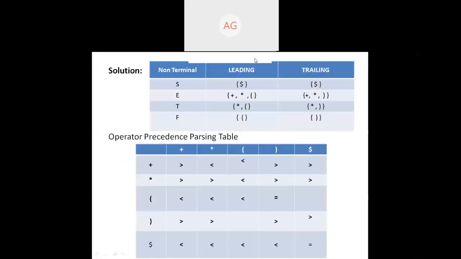As you can see here, in the operator precedence parsing table, we have the left parenthesis and the right parenthesis. In this entry we got the equal to sign, and the equal to sign also comes between the dollar and the dollar entry. So this equal to sign is also here.